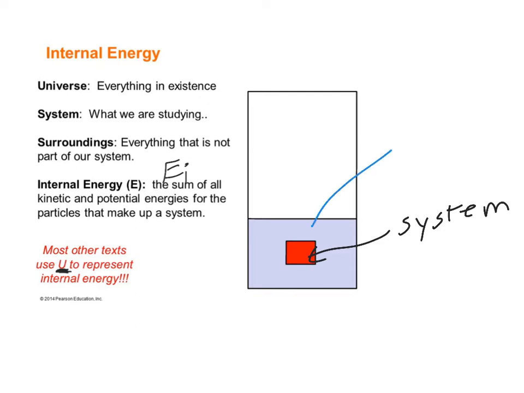This cold water is in contact with my system, so that makes it part of the surroundings. And technically the beaker would be part of the surroundings, and so would the air, so would the sun, right? But the surroundings that are immediately in contact with my iron to exchange energy would be that water. This identification of my surroundings and my system is going to be very important to the science of calorimetry.